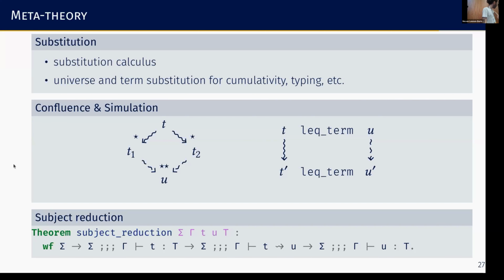And maybe the biggest one is we have subject reduction for this thing, which is, I mean, the proof is not very surprising. It's just very large and complicated because you have match and all these nasty things. But it's a relatively standard proof.